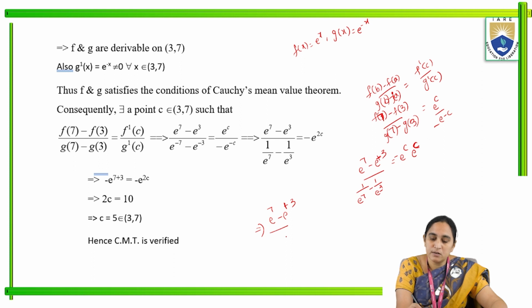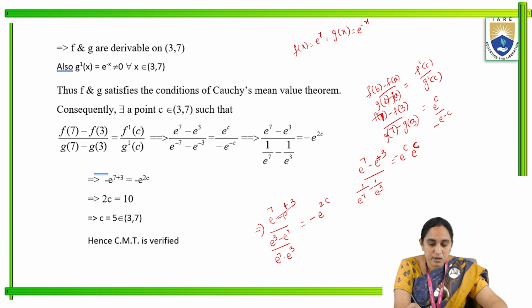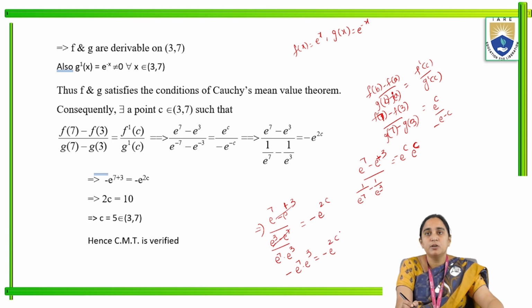After that here I'm taking the LCM, that is e power 3 minus e power 7 by e power 7 into e power 3 is equal to minus e power 2c. Here these two are cancelled after taking minus outside. From that, minus of e power 7 into e power 3 is equal to minus e power 2c. Minus cancels, the bases are equal, so I'll write it as e power 7 plus 3 is equal to e power 2c.